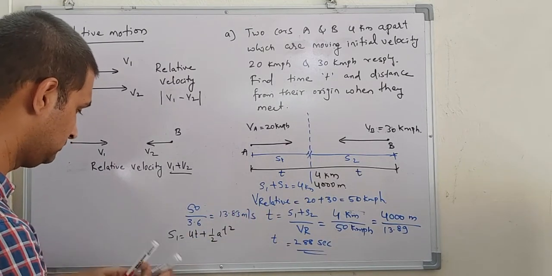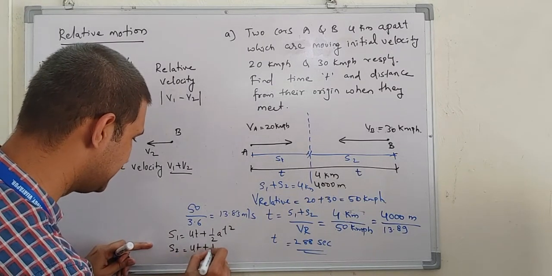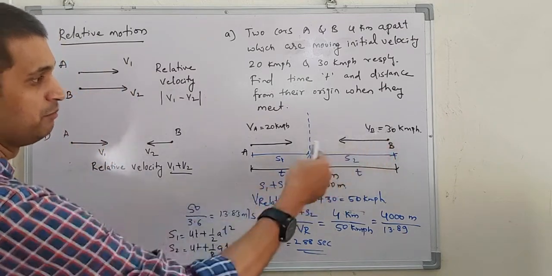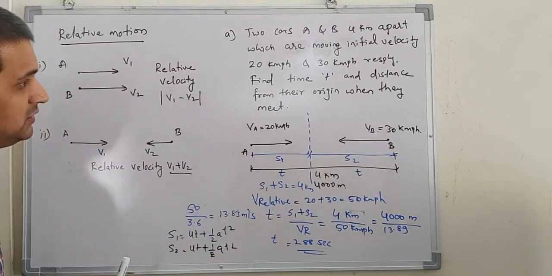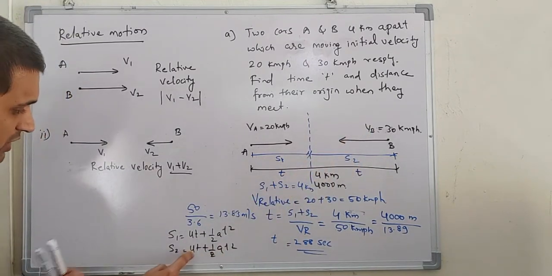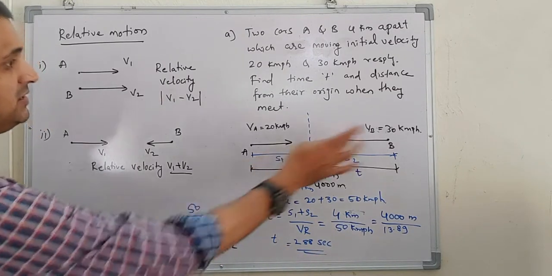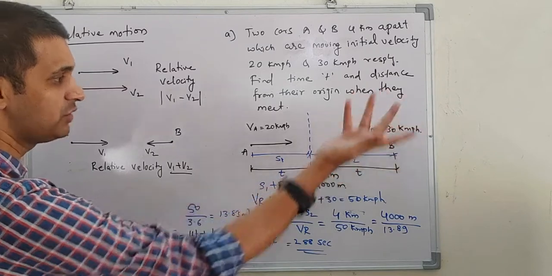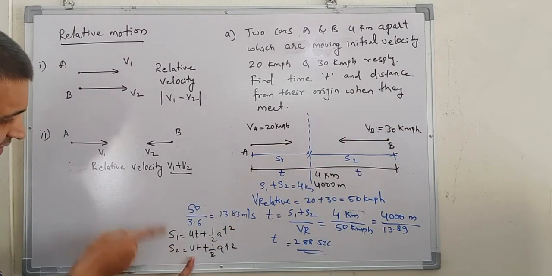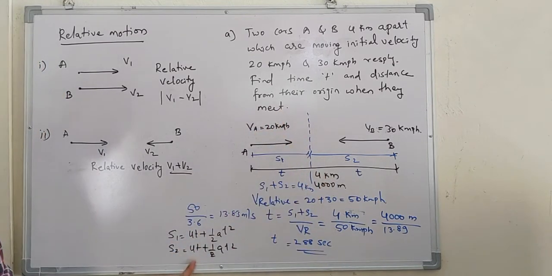Similarly, S2 also is equal to ut plus half at square. Again the second term becomes 0 because both the vehicles are traveling with constant velocity, so the acceleration is equal to 0. Now here again t is 288 seconds, with the velocity 30 km per hour, which you have to convert to meters per second. When you get those two values and add them, S1 plus S2, you will still get 4 km or 4000 meters.